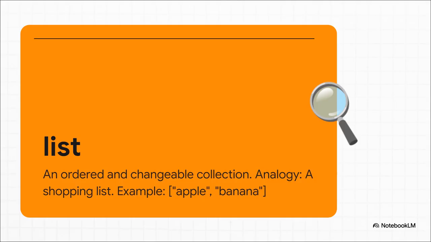We'll start with a list, which is probably the most common and flexible container you'll use. The best way to think about it? It's your shopping list. The order of items matters, and you can add things, cross them off, or change them around whenever you want. It's your go-to for a general-purpose, changeable group of items.